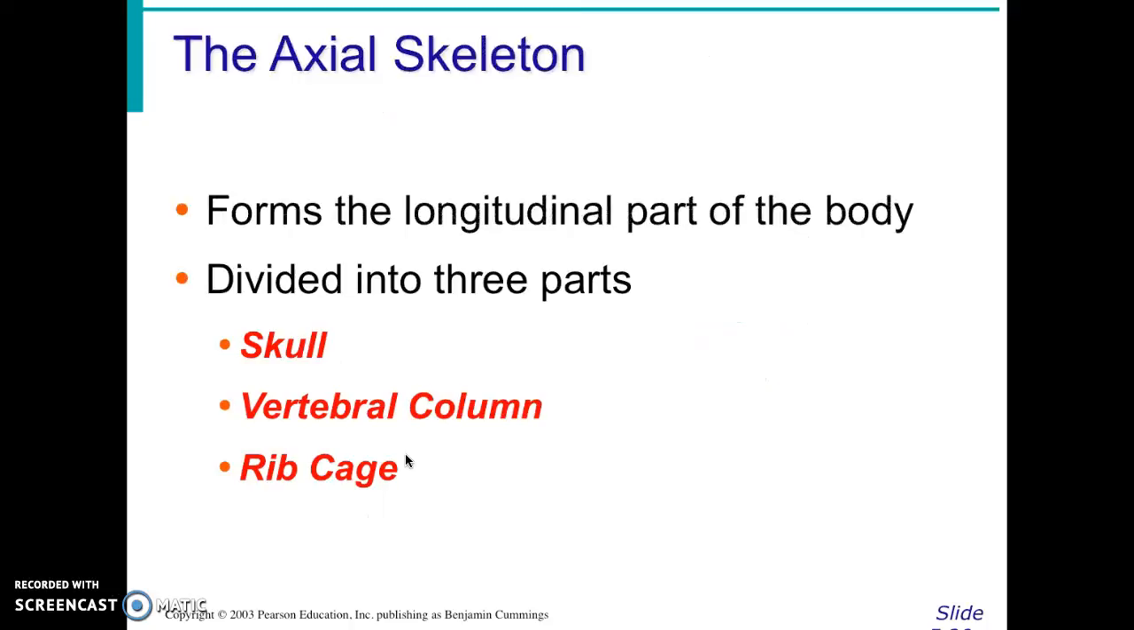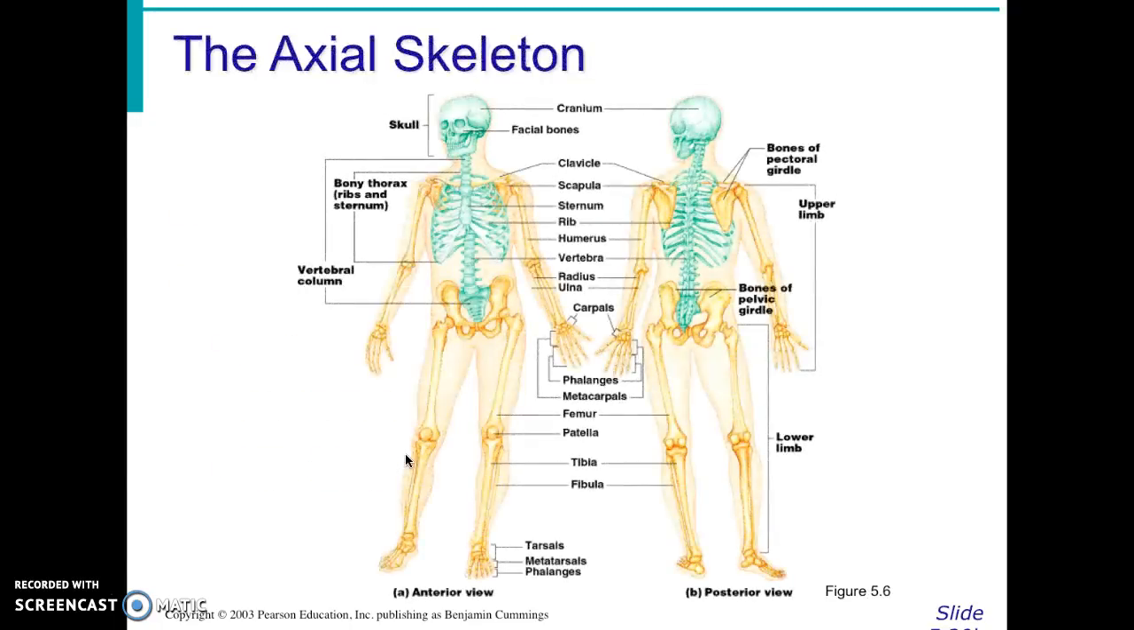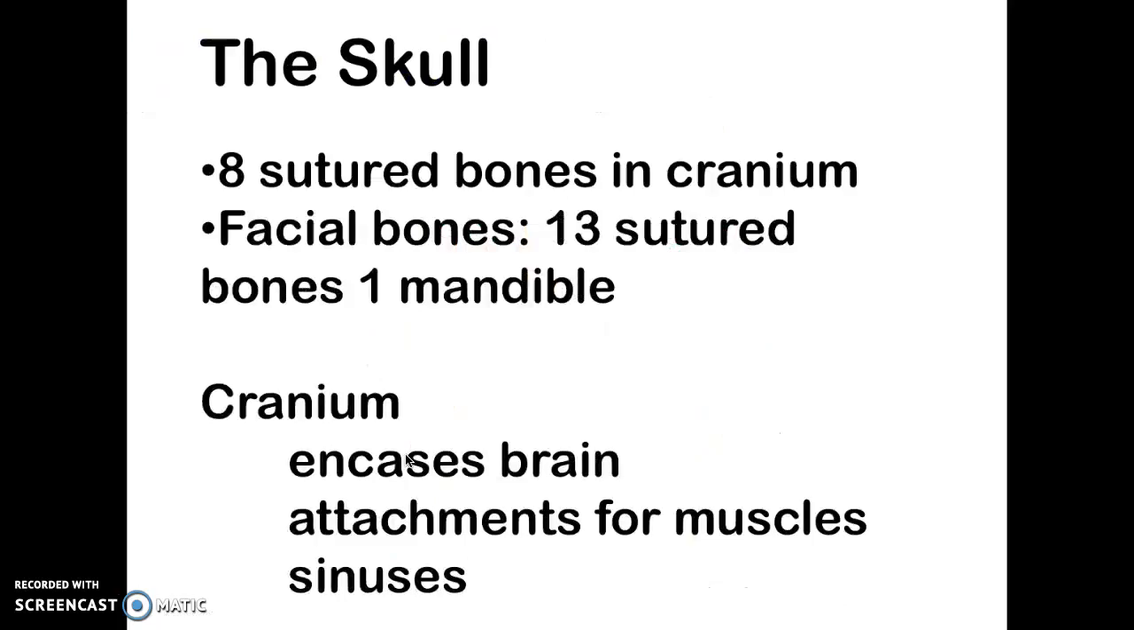The axial skeleton forms the longitudinal part of the body. It's divided into three parts: the skull, vertebral column, and rib cage. Here's the whole front and back view. The skull has 8 sutured bones in the cranium. There are 13 sutured bones and 1 mandible in the face. The cranium encases the brain, attaches muscles, and has sinuses.